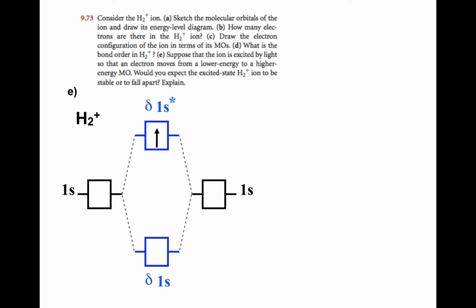So if I did the bond order for this, I have no electrons in the sigma bonding orbital, but I have one electron in the sigma antibonding orbital. Divided by 2, I end up with -1/2, and this implies an unstable bond and a reason why this bond would fall apart.